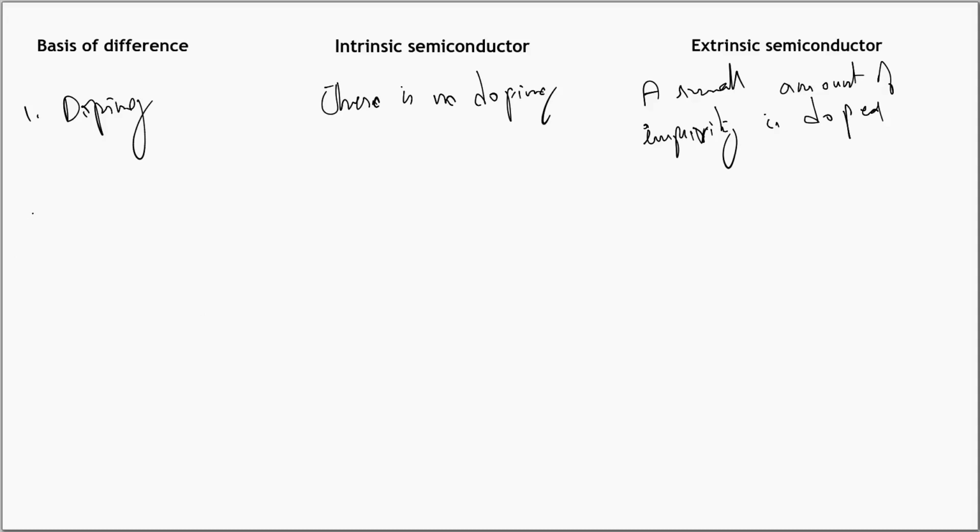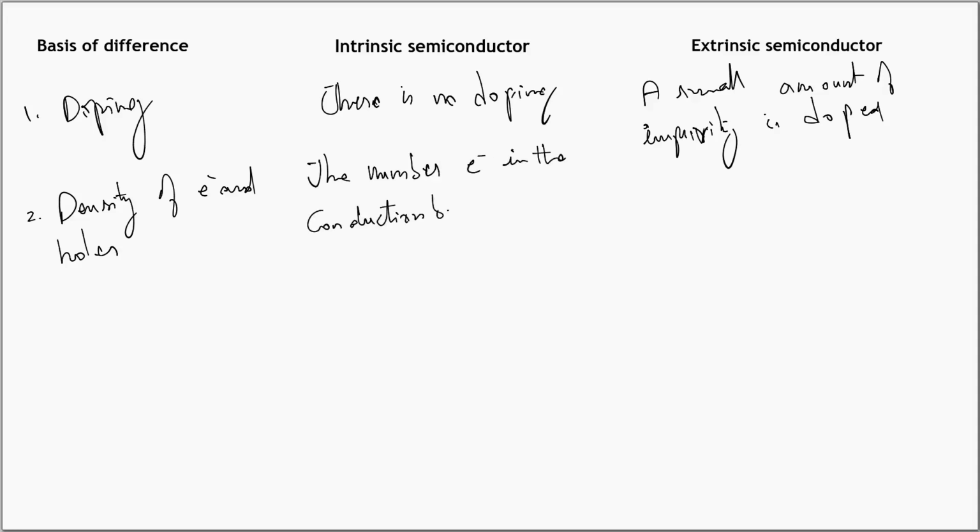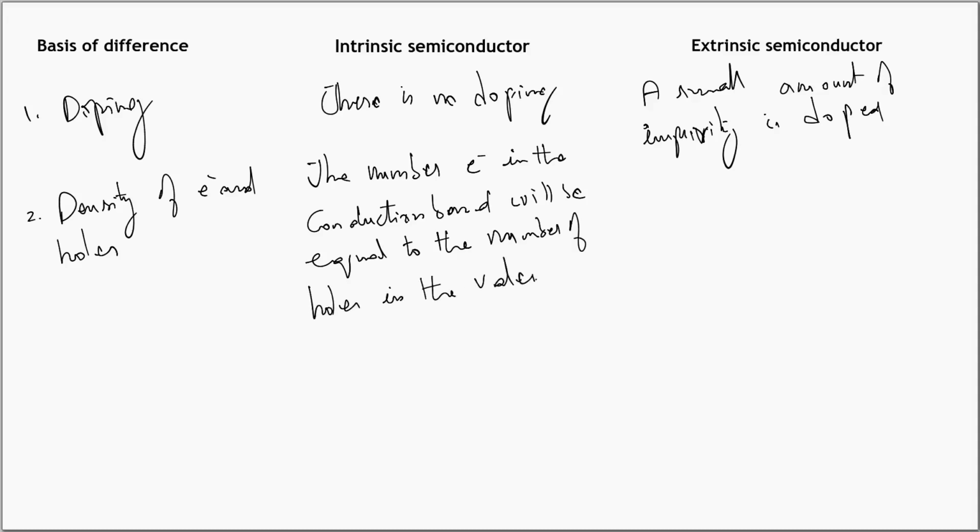The second parameter we use is the density of electrons and holes. In case of the intrinsic semiconductors, the number of electrons in the conduction band will be equal to the number of holes in the valence band. Means the number of holes and the electrons in an intrinsic semiconductor are equal at all temperatures. In respect of the extrinsic semiconductors, the number of holes and electrons are not equal.